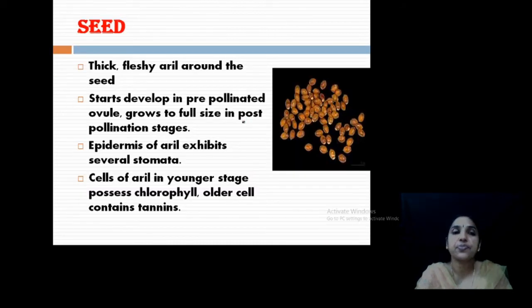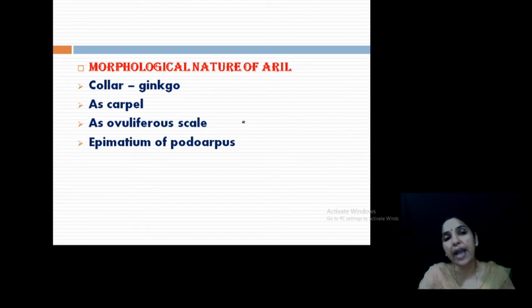reddish in color. Then the seeds. Seeds are very thick, with a fleshy aril around the seed, and they develop in the pre-pollinated ovule, and they grow to full size after the post-pollination stages. So growth starts before pollination itself. The epidermis of the aril exhibits several stomata also. That's an important point. In the younger condition it contains chlorophyll, and when mature it contains tannins. Also important.